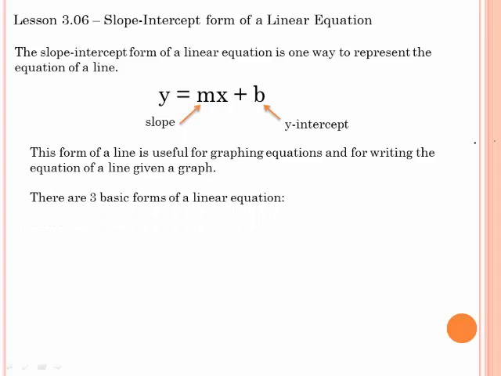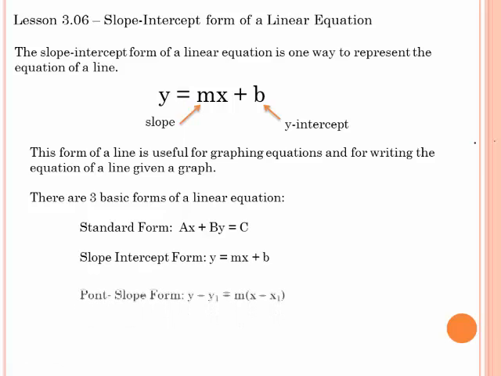And there are three basic forms of linear equation. We have standard form, which is ax plus by equals c. We have slope-intercept form, which is y equals mx plus b. And we have point-slope form, which is y minus y1 is equal to m times x minus x1. And we'll get into these other forms a little bit more later.